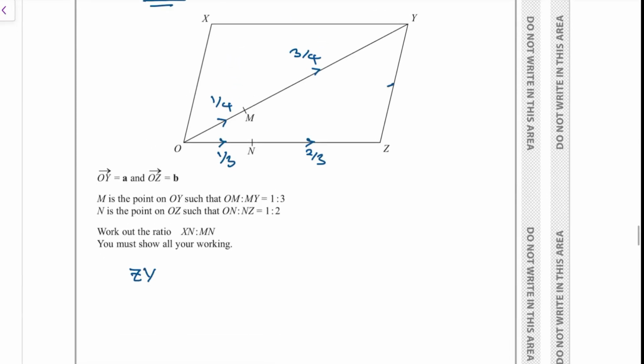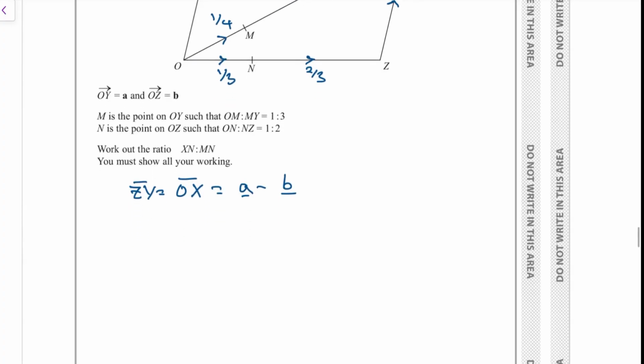In other words, I'm going to go this way and this way, and I know that's equal to O to X because of the parallelogram. And I know that's going to be, well, it's minus A plus B. Is that right? So I'm going the wrong way. Minus B plus A, I mean about the arrows, so in other words it's going to be A minus B. Let's just work out these things and see what happens.